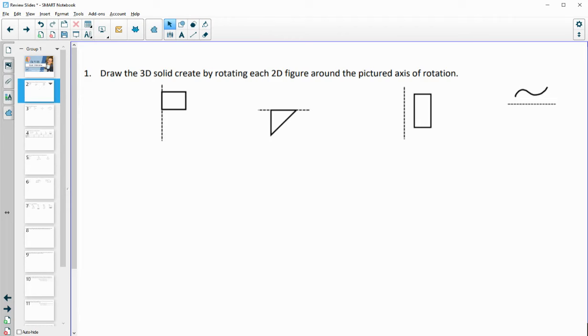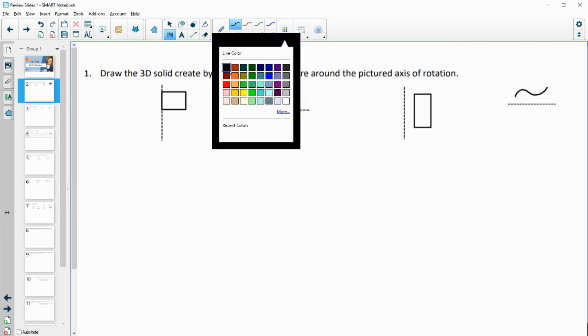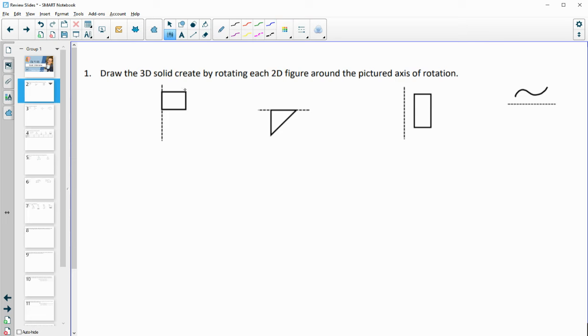Number 1 says draw the 3D solid created by rotating each two-dimensional shape around the axis of rotation that's pictured. So remember, this just means spinning this shape around that dotted line. And so if we take a look here, if we think about spinning, you know that you get a circle when you spin. So you're spinning this around, spinning this around. So we're getting two circles kind of stacked on top of each other and filled here. So this is going to be a cylinder.